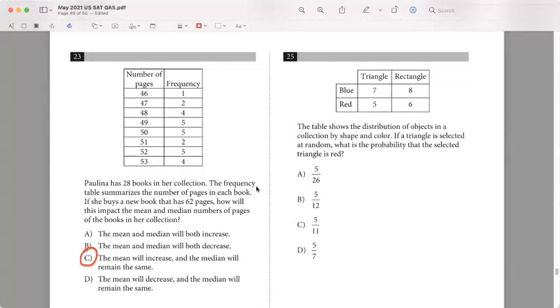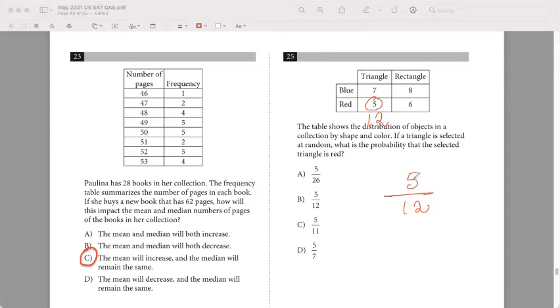Question 25. The table shows the distribution of objects in a collection by shape and color. If a triangle is selected at random, how many triangles are there? There are a total of 12 triangles, so my denominator would be 12. What is the probability that the triangle is red? So it's 5, right? So 5 over 12 is my answer.